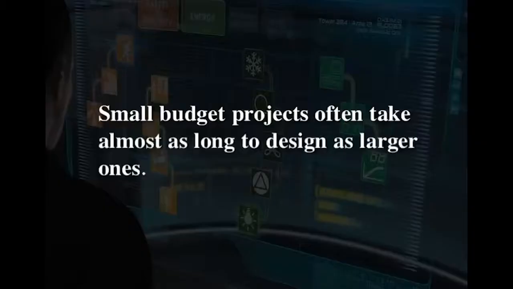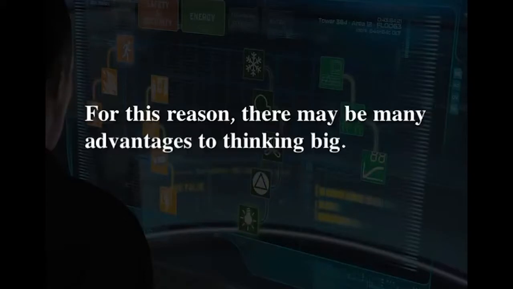Developing a relatively simple and small project can take the main designer anywhere from 50 to 150 hours of quality time spread over several months. Complex projects involving multiple partners and sometimes multiple donors will take much longer. Small budget projects often take almost as long to design as larger ones. For this reason, there may be many advantages to thinking big. However, big grants that need to be approved at a donor headquarters may take longer to get approved.